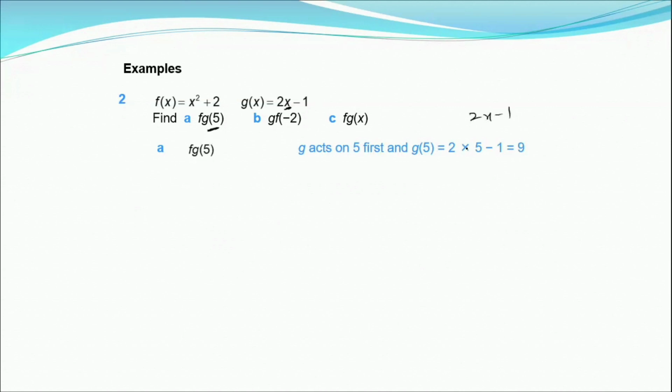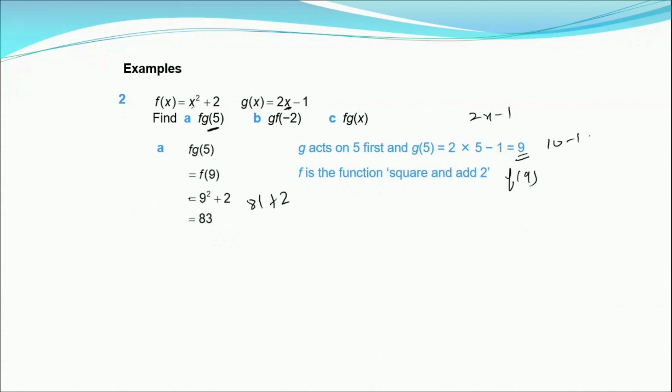In place of x, we put 5. 2 times 5 is 10 and 10 minus 1 is 9. Now we will be finding f of 9. So finding f of 9, in the f function, wherever there is x, we are going to put 9. So 9 square plus 2, 9 square is 81 and 81 plus 2, we get 83. So this is how f of g of 5 is 83.